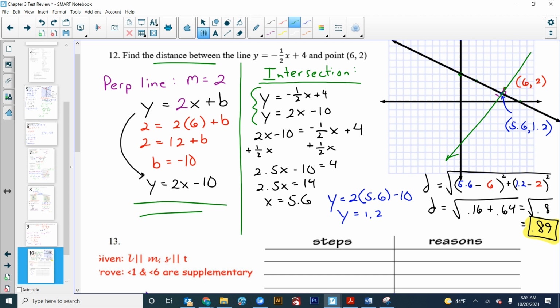So now I've narrowed it down. I had this whole line, but now I'm only looking at just a small little portion of it between the point (6, 2) and the intersection point (5.6, 1.2). I use the distance formula and I get the length of 0.89. 0.89 is less than 1 unit, which seems reasonable because that little segment is pretty short. The points are pretty close to each other. Makes sense.